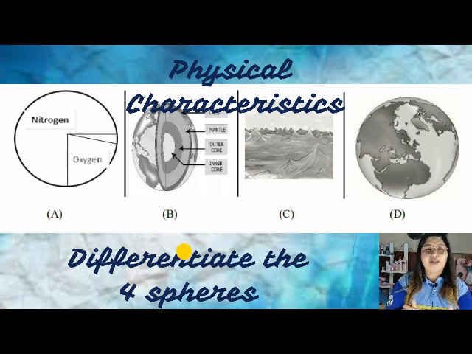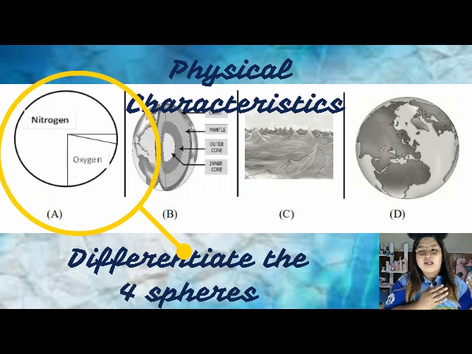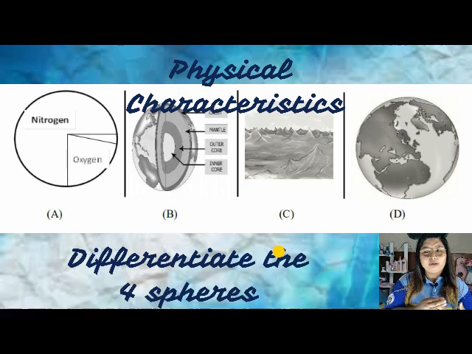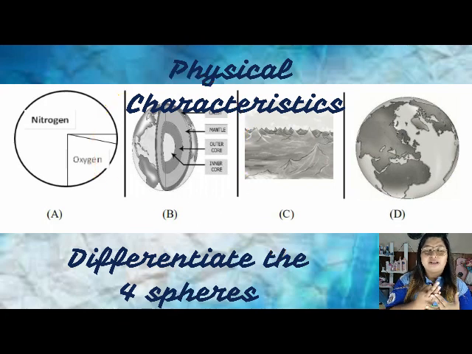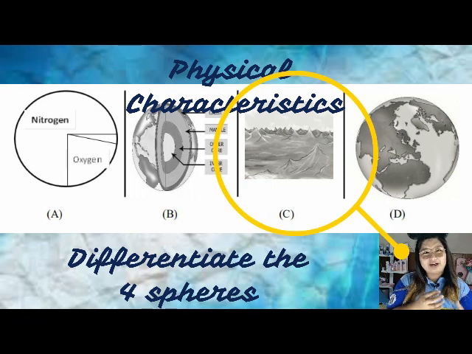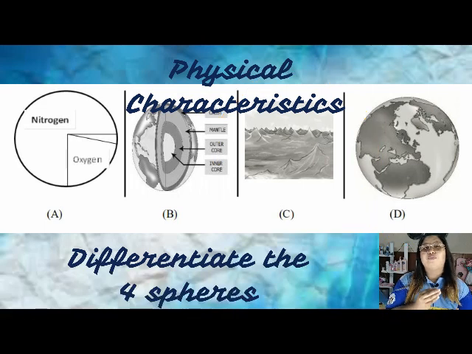So for letter A, ito, tingnan na lang ninyo, it's about nitrogen and oxygen. Letter B, it's showing the 4 layers of our Earth, the inner core, the outer core, the mantle, and then of course our crust. Letter C, picture, mukha siyang mountain, mukha rin siyang waves. But actually, those are waves. So, yung waves na yan, can you please describe them and what sphere do they belong to?